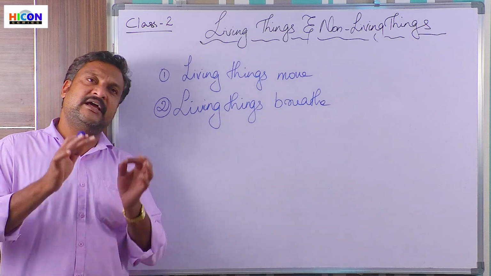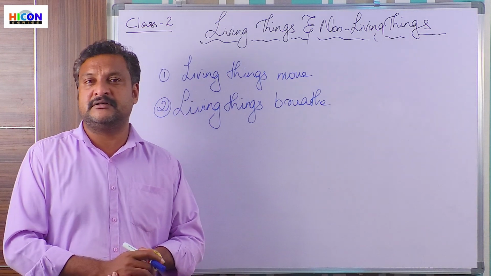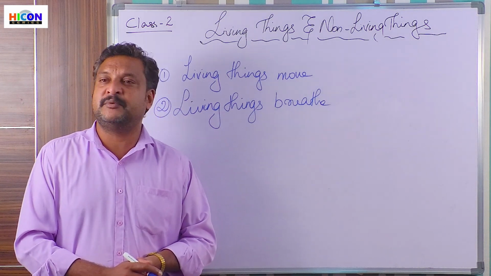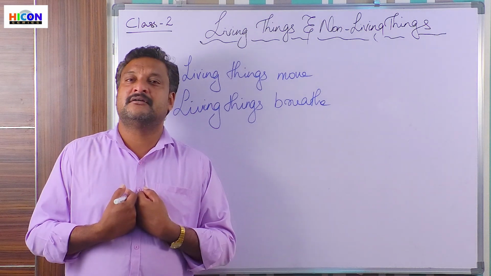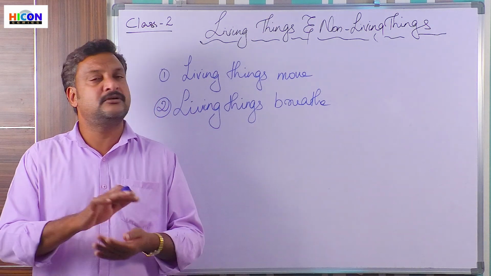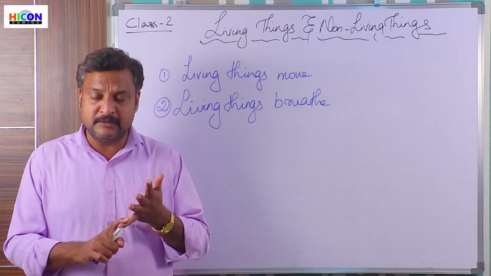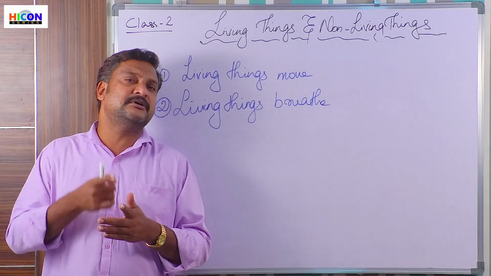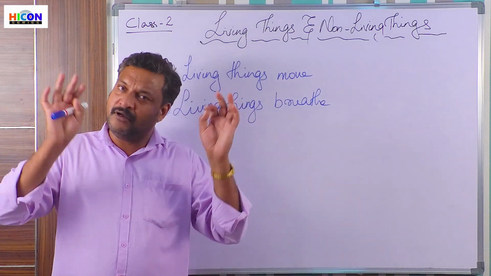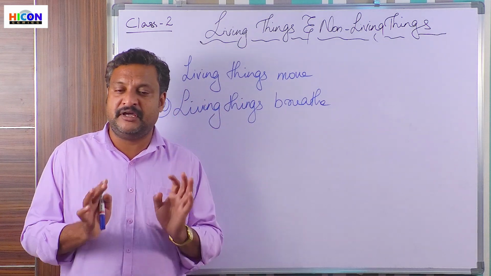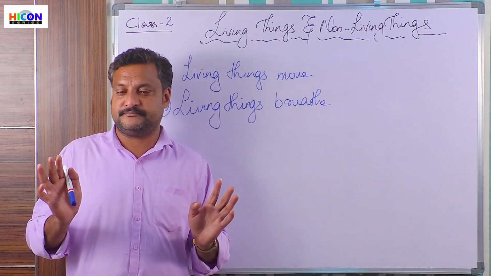So just like the other living things on this earth, plants also are living things because they breathe in carbon dioxide and breathe out oxygen. So all animals, plants, birds, insects, everything are living things because they breathe. Right?